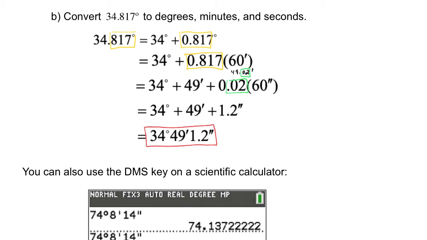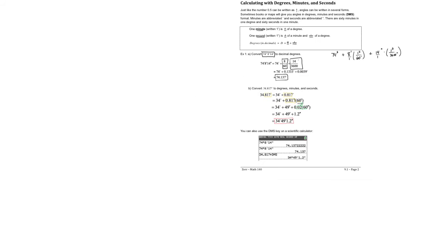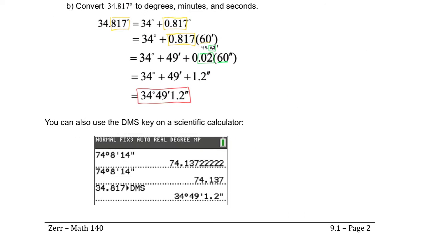All right, so every time you get a decimal, then you would just multiply by the next smaller part. So if we're going from decimal degrees to minutes, we multiply by 60. And then if we're going decimal minutes to seconds, we multiply by another 60 until we're done. Now some calculators have this button DMS, which allows you to convert from decimal degrees into degrees, minutes, and seconds.